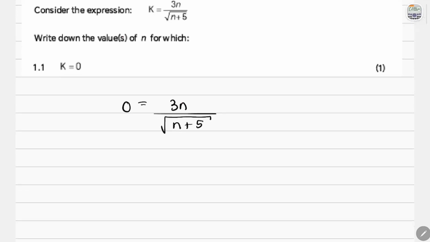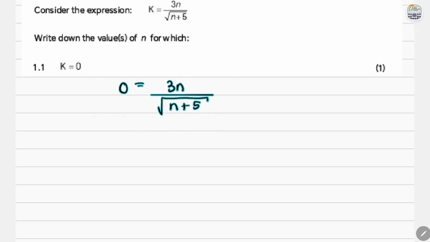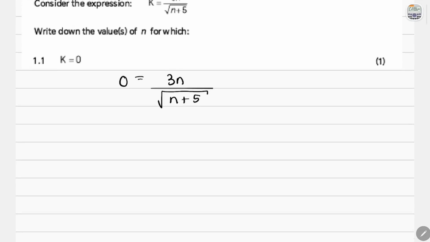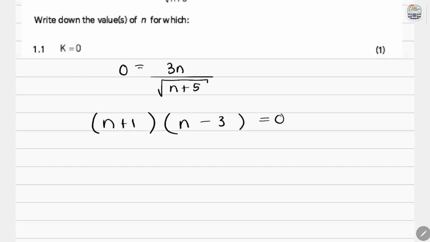Okay, so in this equation, to solve for n, it's a lot like with quadratic equations, where you have something times something is equal to 0. Let's say n plus 1 times n minus 3 is equal to 0. The only way we can get 0 is if this was equal to 0, then 0 times whatever this number is would give you 0. Or if this was equal to 0, then that number times 0 gives you 0.